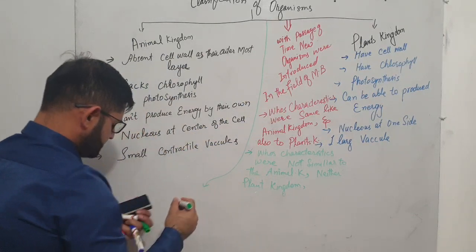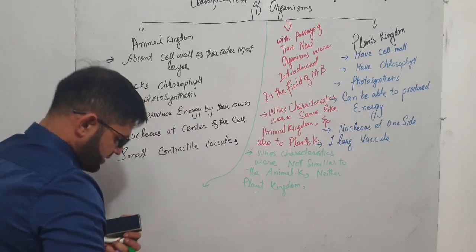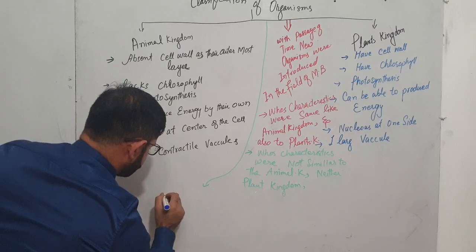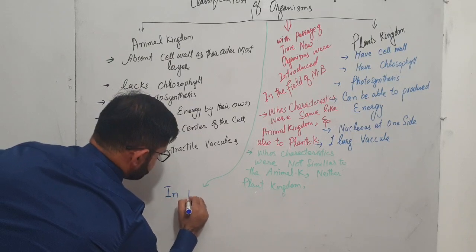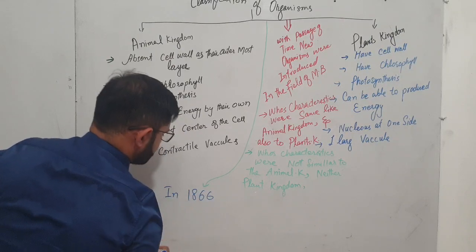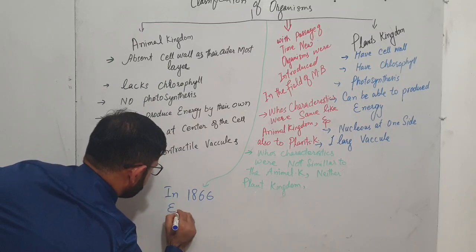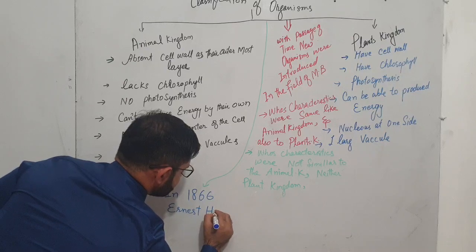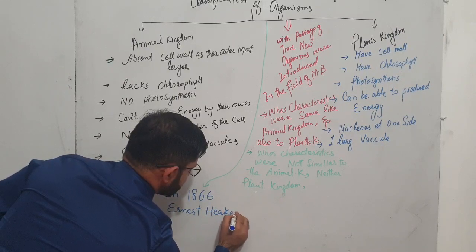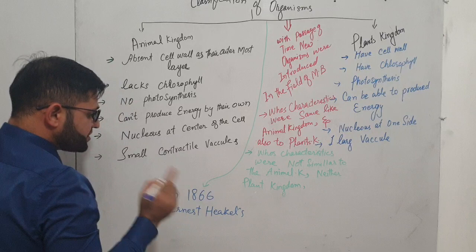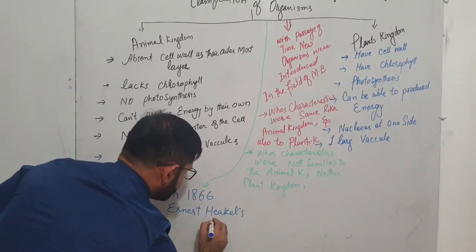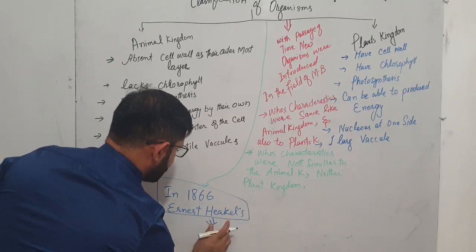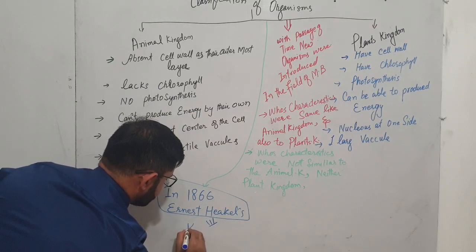in 1866, Ernst Haeckel introduced a new kingdom which was named Kingdom Protista.